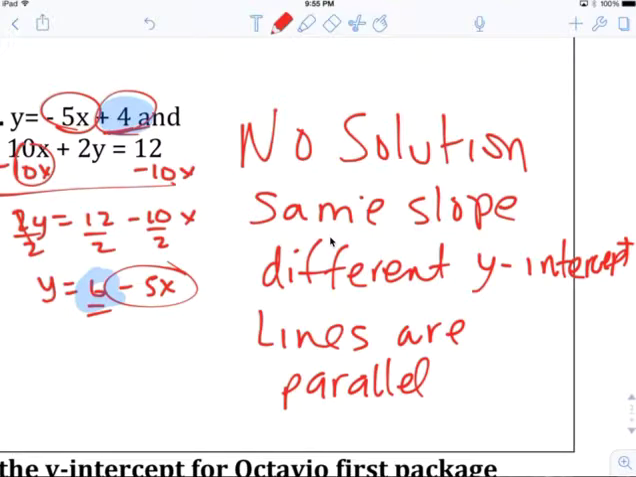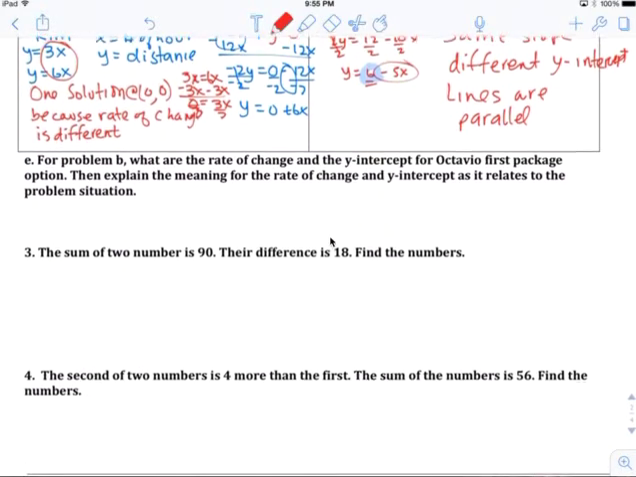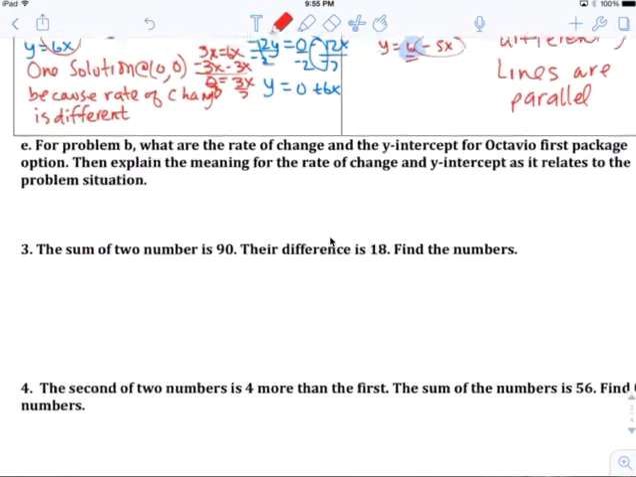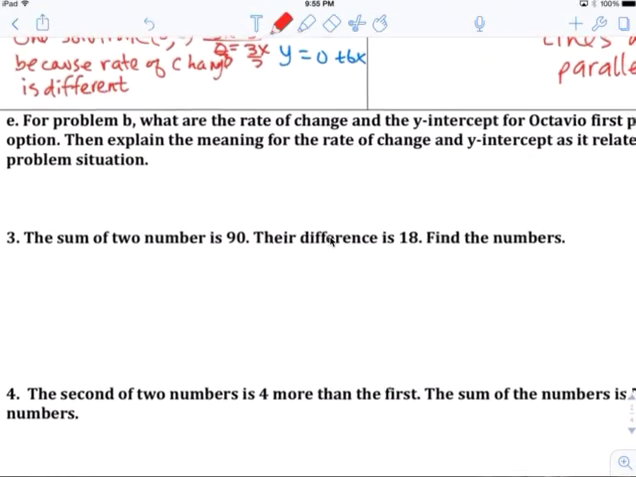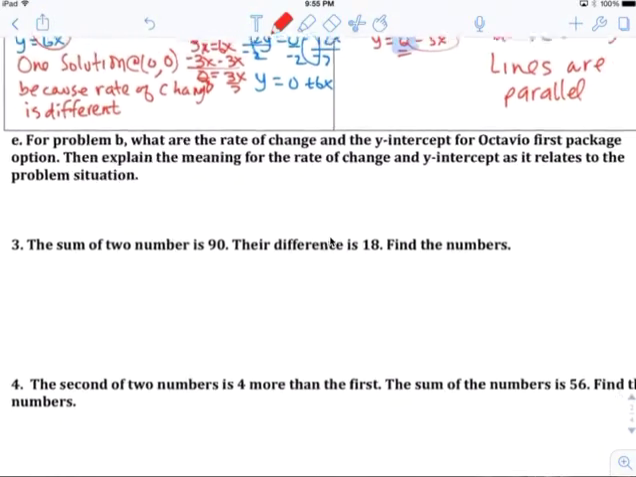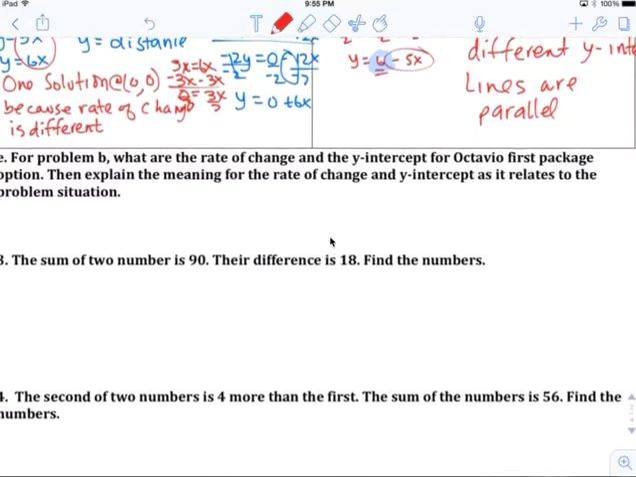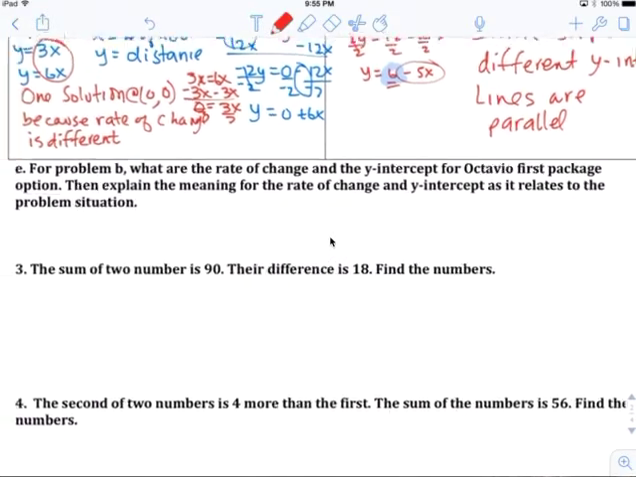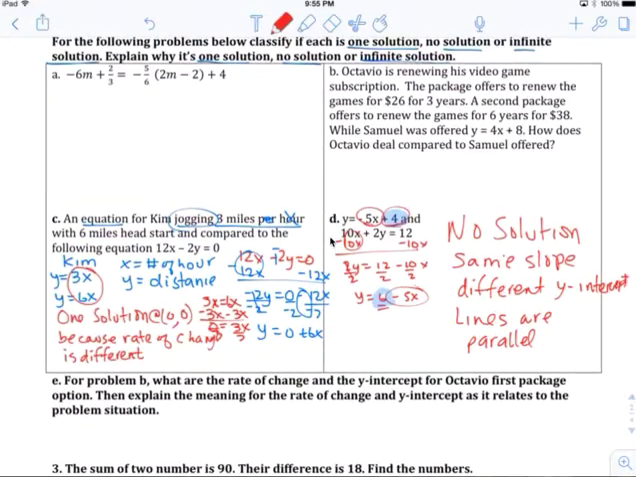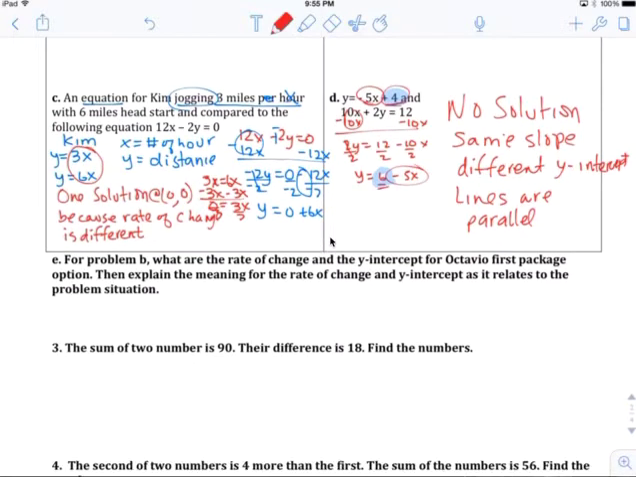Alrighty. And then for problem B, what are the rate of change and the y-intercept? For Octavio's, okay, I told you you didn't have to do problem B, so you can't answer this.